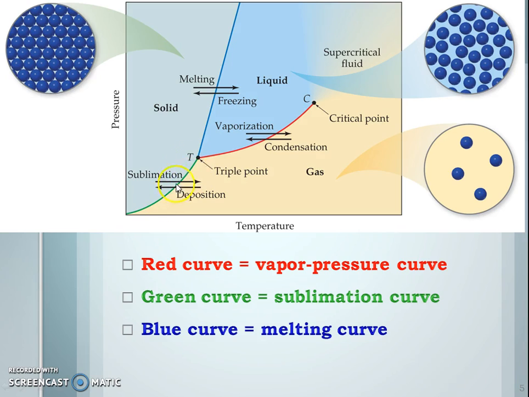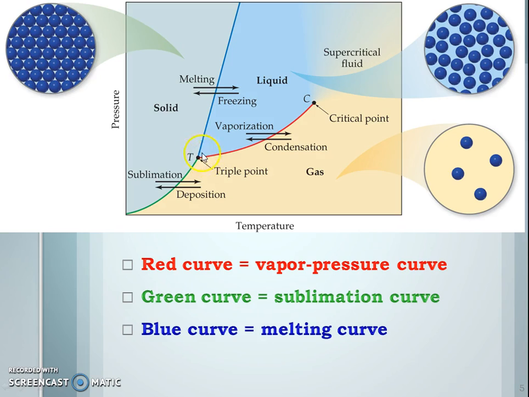Here we'll go red line. The red curve is your vapor pressure curve, which means your vapor and condensation equilibrium. We have our green line, which is the sublimation curve, and that's where sublimation and deposition occur, right? So a solid to a gas or gas to a solid. And then here we have the blue line, the melting or freezing curve. And again, that's where our melting and freezing point is at the same exact temperature.